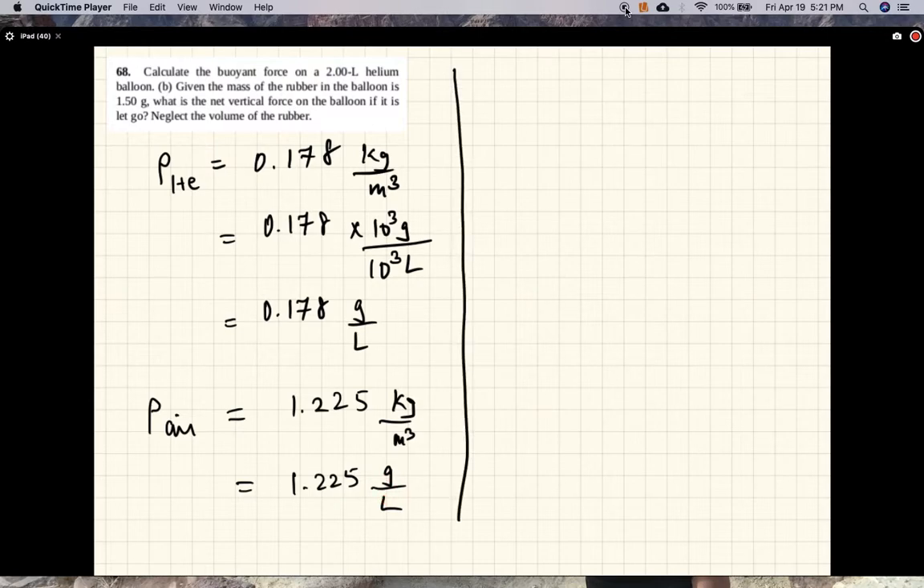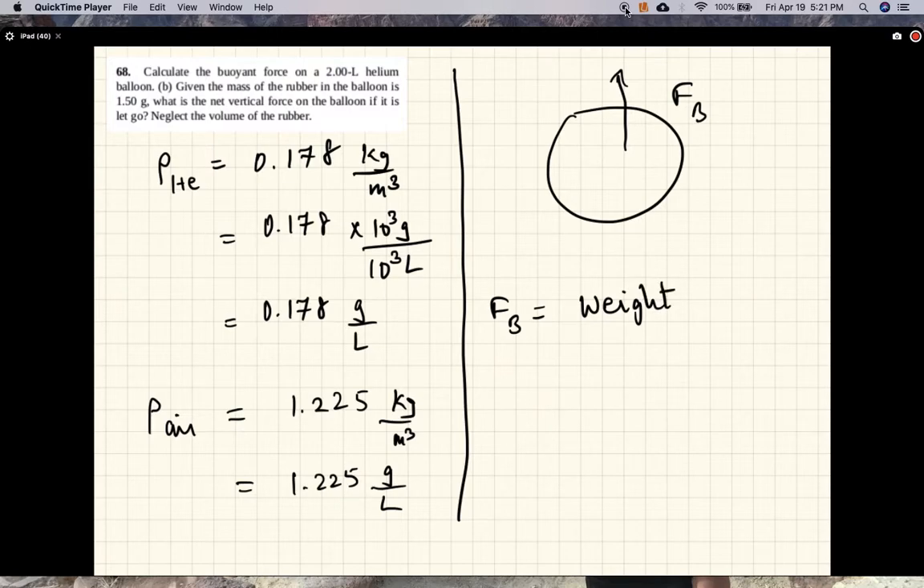So for part A, here's a helium balloon. We want the buoyant force. Now, Mr. Archimedes says the buoyant force is equal to the weight of displaced fluid. And the displaced fluid was air, so this force is equal to the weight of this much air. And so this is equal to the density of air times gravity times the volume of the helium balloon, which is 2 liters.